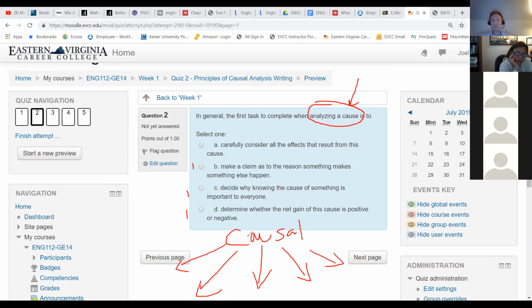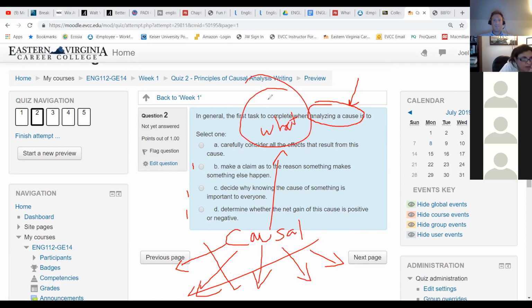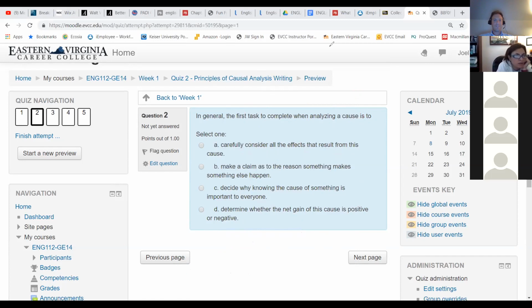Those are all possible effects. I'm not concerned about those at the moment. I'm concerned about why my car is making the funny noise. So I don't go these ways. I go this way. I go to what's causing it. Then it's C. I go with C. Whoever else said C.